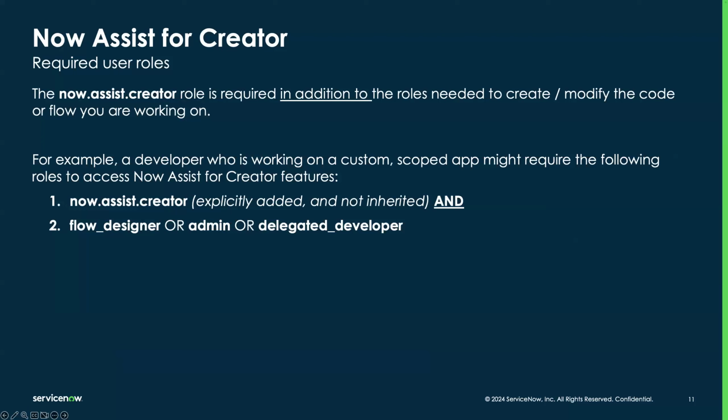Important thing to know, for Now Assist for Creator, you need to have the now.assist.creator role. It is not inherited, so admins by default do not have the role. You have to give that to them. I'm not going to go through licensing. You can talk with your account team on that, but you want to assign the creator role to only the developers that are going to be using the skill. And they also have to have access to whatever section they're trying to use Now Assist in, such as Flow Designer, Delegated Developer, etc.